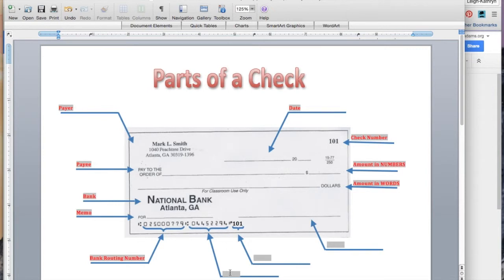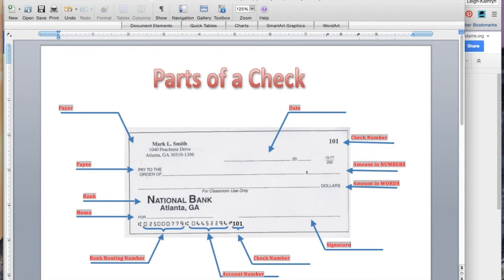The second set of numbers would actually be Mark L. Smith's account number with the bank. And then this last number, what is that? It's funny, it's the exact same number as this. This is our check number again. Okay, we only have one more spot here, a long line. This is just simply the signature.